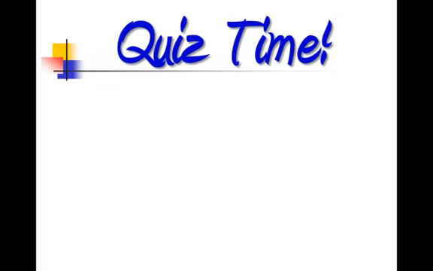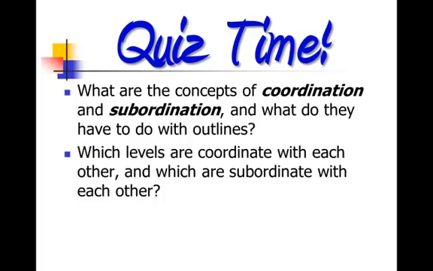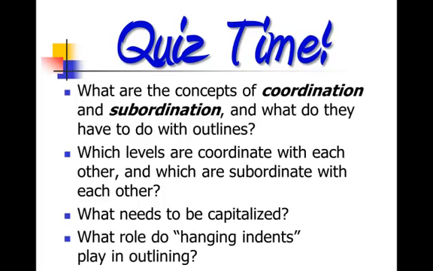Quiz time. What are the concepts of coordination and subordination, and what do they have to do with outlines? Which levels in an outline are coordinate with each other and which are subordinate with each other? What needs to be capitalized in an outline? And finally, what role do hanging indents play in outlining? Hopefully now you have a better understanding and you won't be scratching your head about those 1s and 2s and A's and B's. Enjoy outlining.